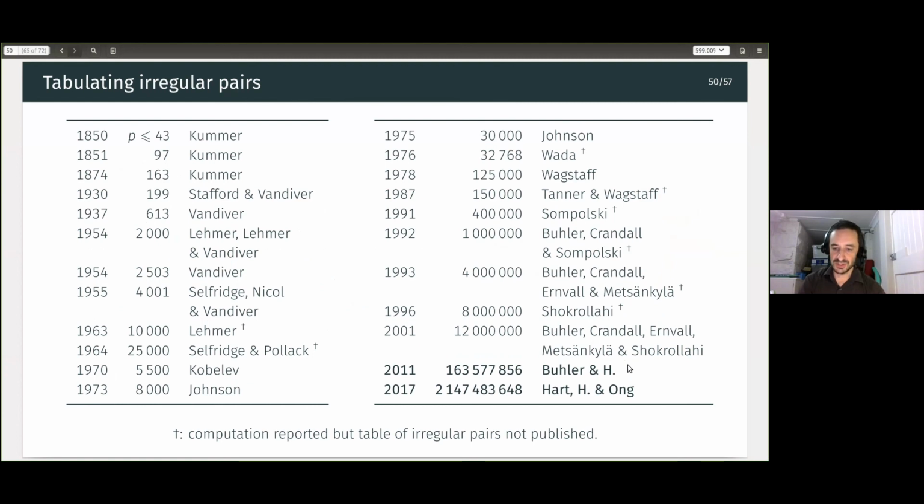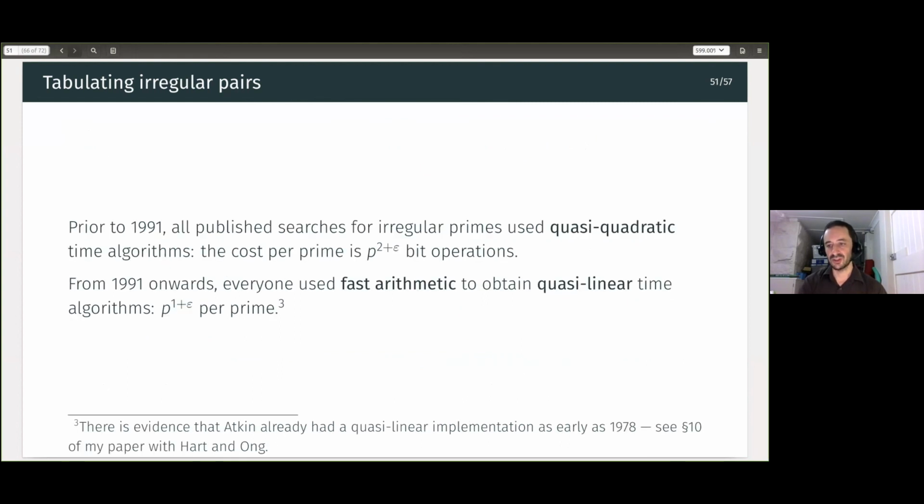So I got involved in this problem in 2011. I ran a computation with Joe Buhler, mainly on a supercomputer at the University of Texas. And then more recently with, this is actually a trio of Australian mathematicians, Bill Hart and Wilson Ong. So we went up to 2 to the 31 and we checked all the conjectures and so on.